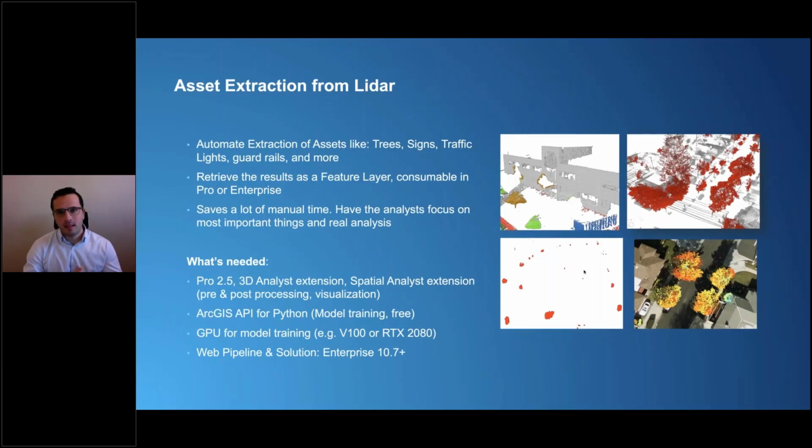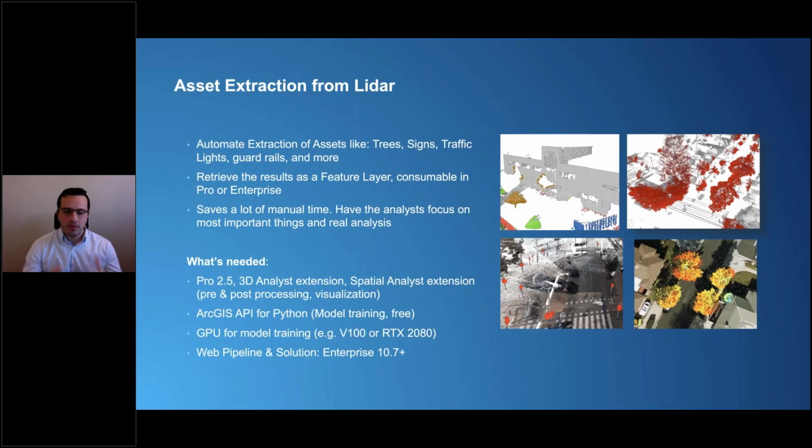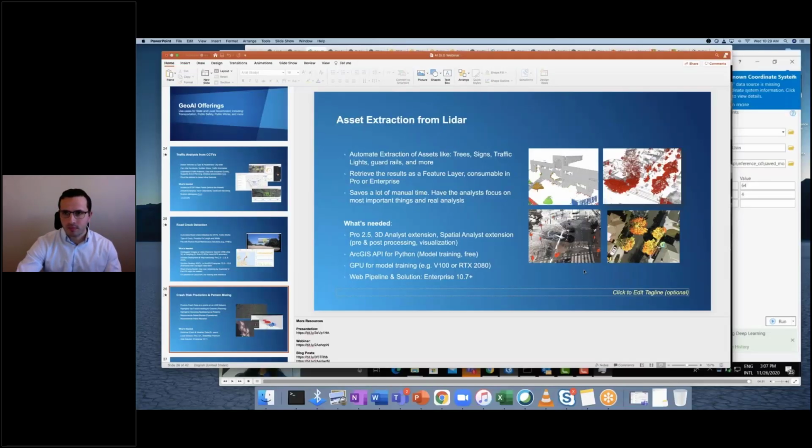Another aspect is asset extraction from LiDAR. I've been working with a lot of customers extracting assets from LiDAR, assets like buildings, encroachments, trees, streetlights, stuff like that. And for this, we use different capabilities: our LiDAR capabilities for pre and post processing, but then we have deep learning capabilities as well. Let me show you a quick demo for that.